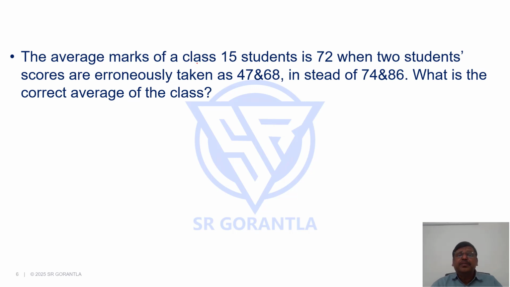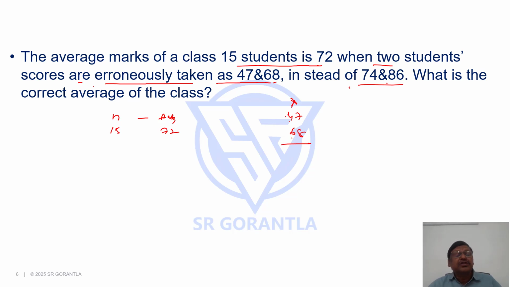The average marks of a class of 15 students is 72. When two students' scores are erroneously taken as 47 and 68 instead of 74 and 86. By mistake, the scores of two students are taken as 47 and 68. These are the erroneous scores. The right scores are 74 and 86.